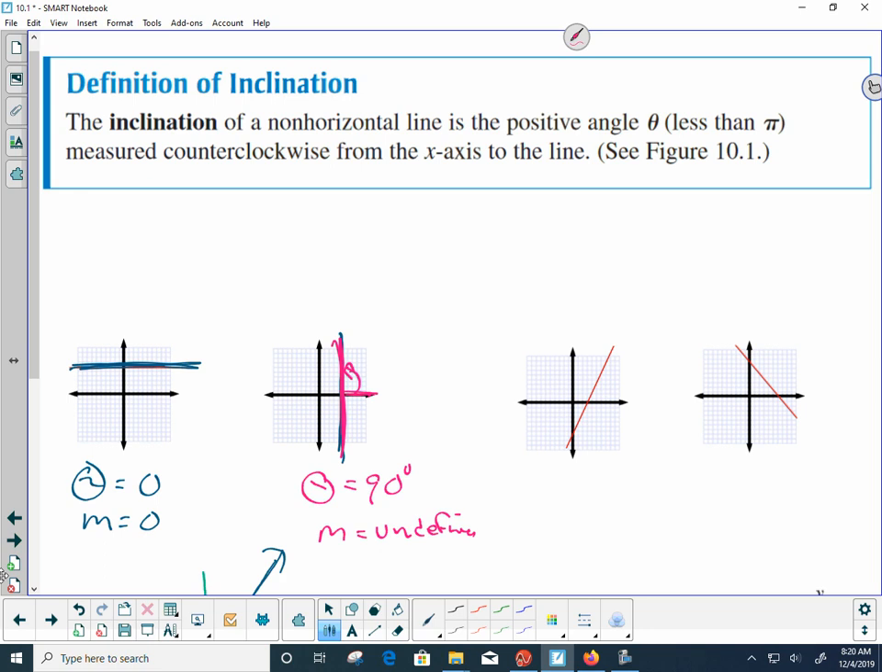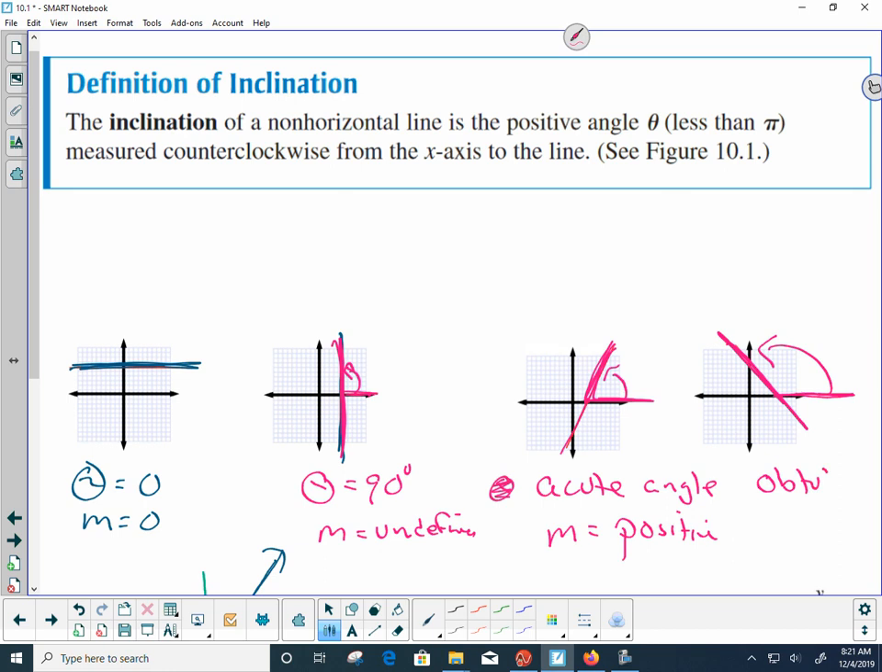Okay, this one, here's my positive x-axis, I rotate. What type of angle is this? This is acute. So I'm not going to say theta, but it's an acute angle. And then what type of number is my slope? Positive. And the last one, I have this line here. I go to measure the angle from the positive x-axis. That's going to be an obtuse angle. And then what kind of slope do I have? Negative.